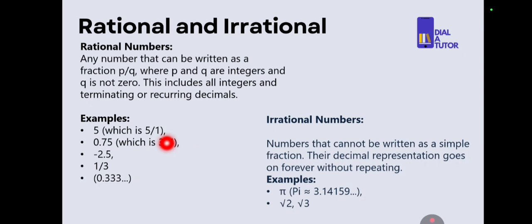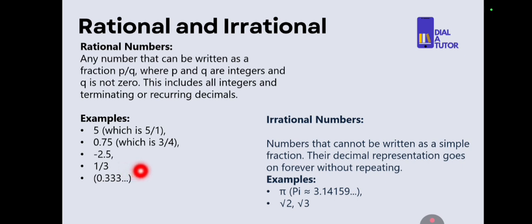So for example, you have 5, which is a whole number, an integer. 0.75 is a terminating decimal, which can also be written as 3/4, a over b. Minus 2.5 is a terminating decimal. 1/3 is a fraction, which can be written as a over b or p over q as illustrated.